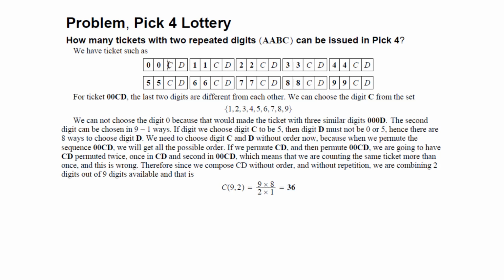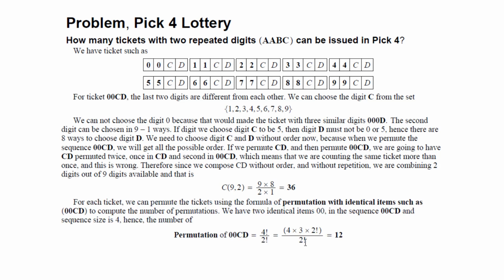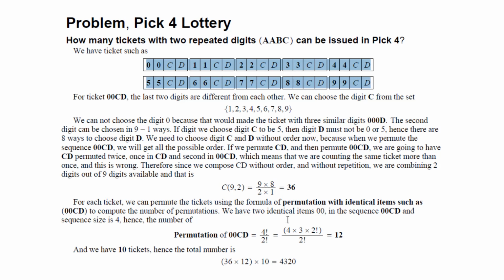So now after we combine CD 36 times, we can permute all this sequence how many times? 12 times, and the total number of outcomes for this sequence only is going to be 36 times 12. And for all these sequences, which are 10 sequences, the possible outcome is 36 times 12 times 10. And now we get the number which is 4320, and that is the number of tickets with 2 repeated digits in the form AABC.